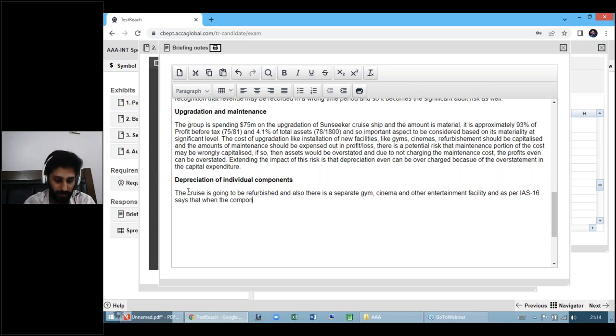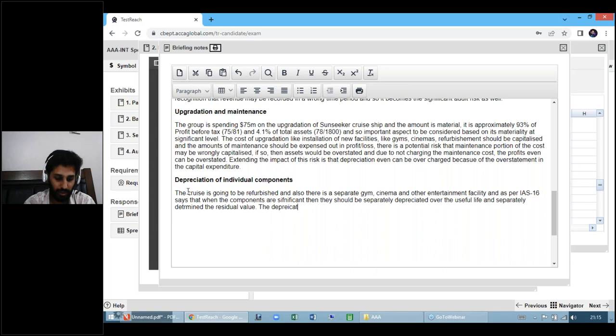And IAS 16 says that when the components are significant, then they should be separately depreciated over the useful life and separately determine the residual value.